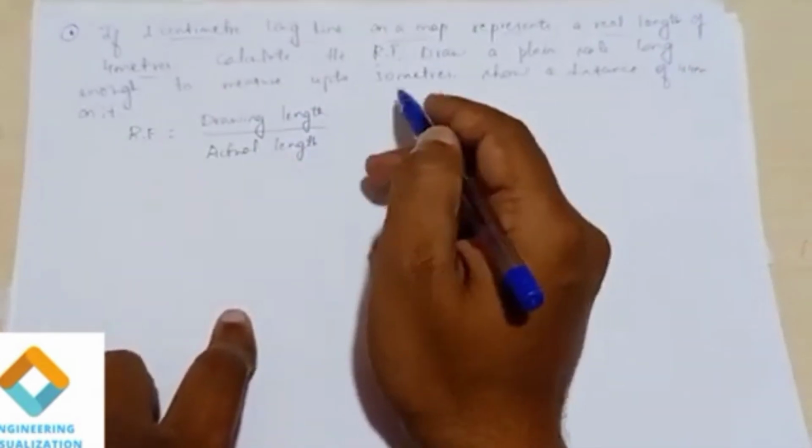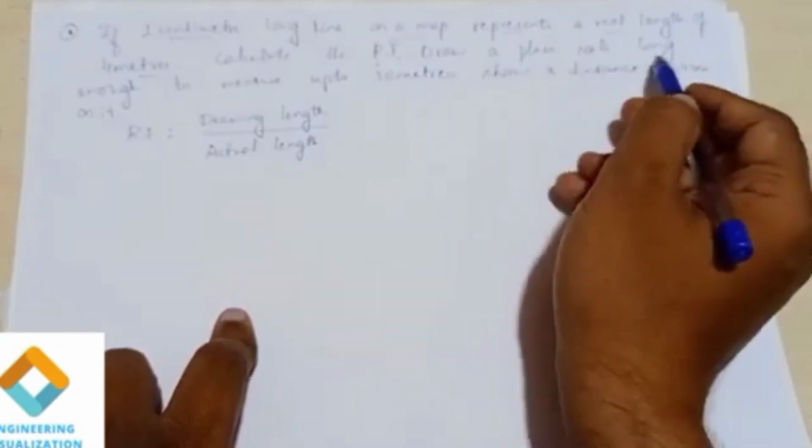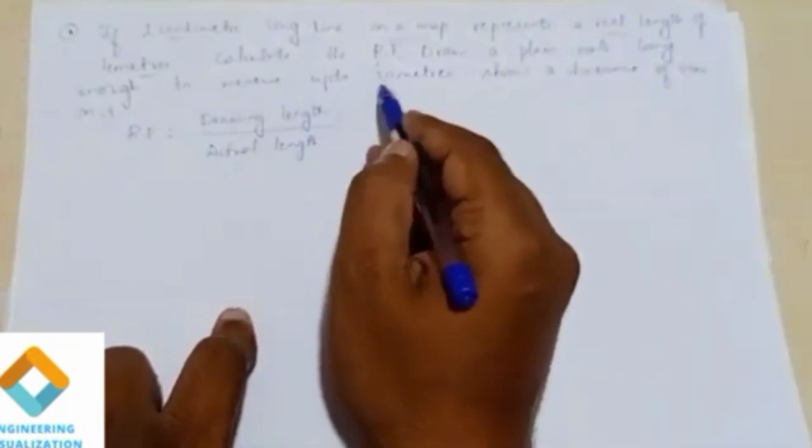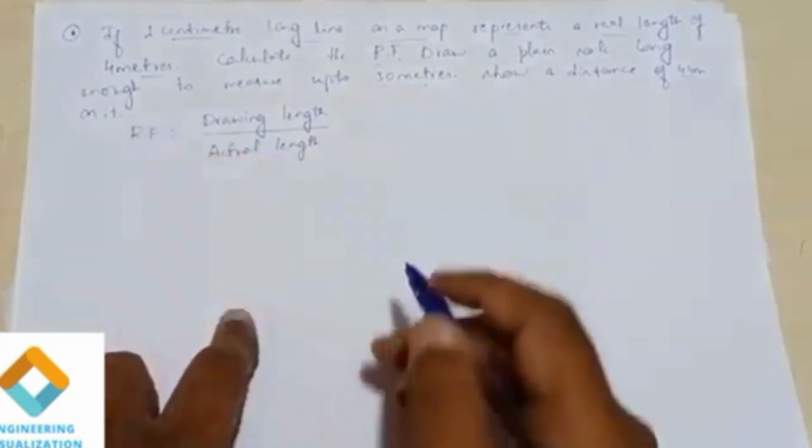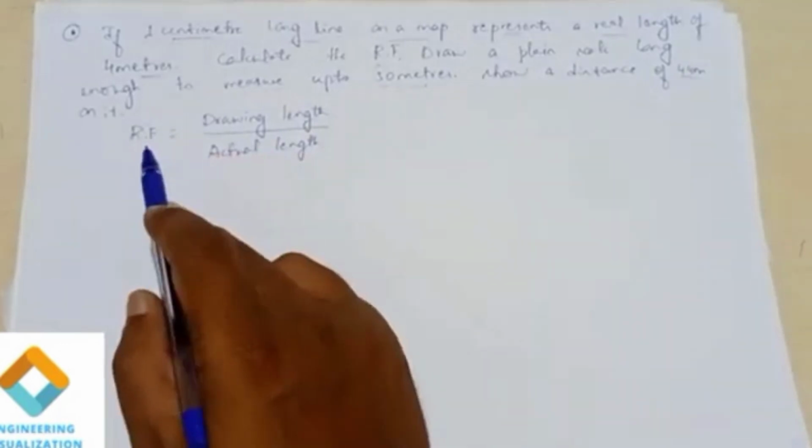If a 1 centimeter long line on a map represents a real length of 4 meters, calculate the RF. Then draw a plane scale long enough to measure up to 50 meters, and show a distance of 44 meters on it.